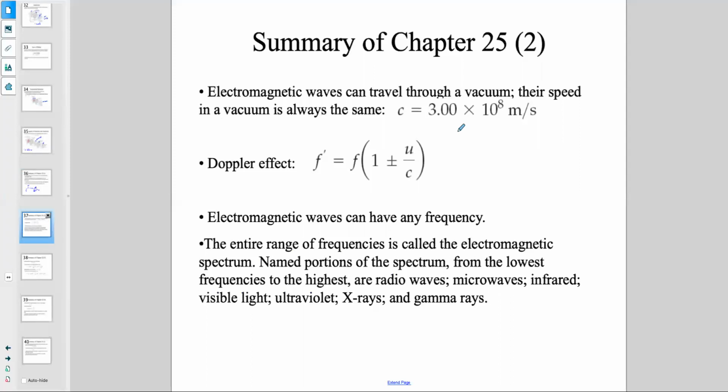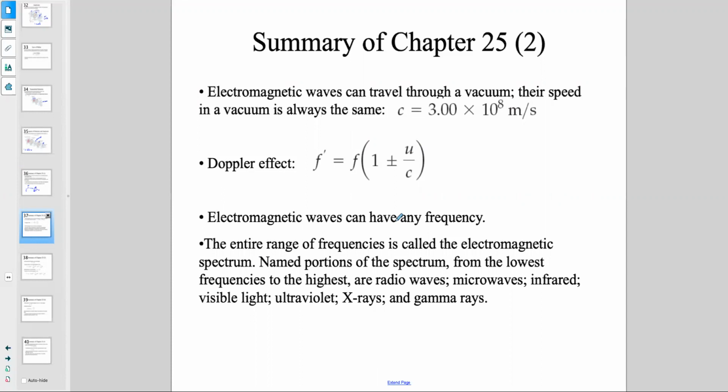If the observer or the source of the electromagnetic waves travels with some speed of u, for example, then we have something called the Doppler effect. The Doppler effect does not affect the speed, but it affects the frequency. The Doppler-affected frequency is the rest frequency times a value, and that value is 1 plus or minus u over c. u is the speed of the observer or the source. c is the speed of light.